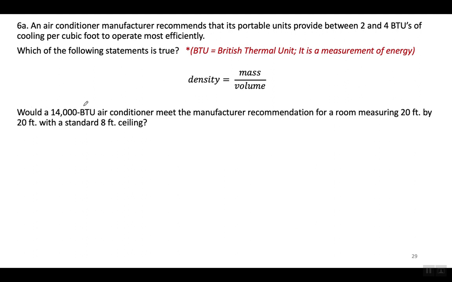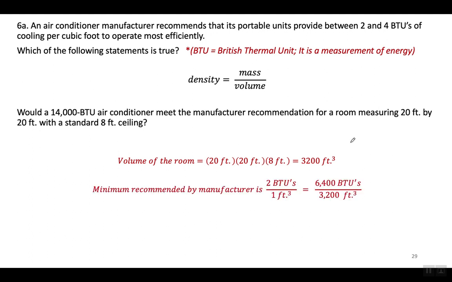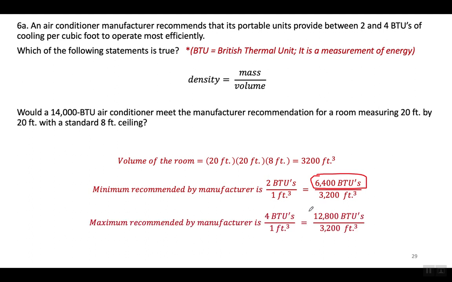Would a 14,000 BTU air conditioner meet the manufacturer recommendation for a room measuring 20 feet by 20 feet with a standard 8-foot ceiling? Again, first calculate the volume of the room by multiplying the three dimensions. This room has a volume of 3,200 cubic feet. Now let's check the minimum BTUs to meet the recommendation. I set up my proportion, and the minimum is 6,400 BTUs, and the maximum is 12,800 BTUs.